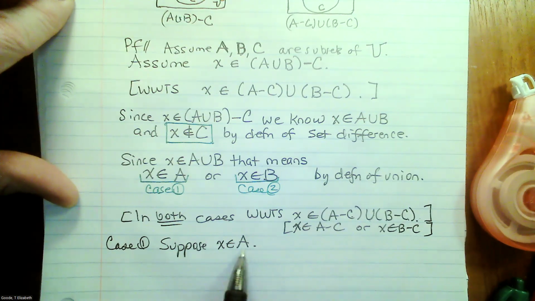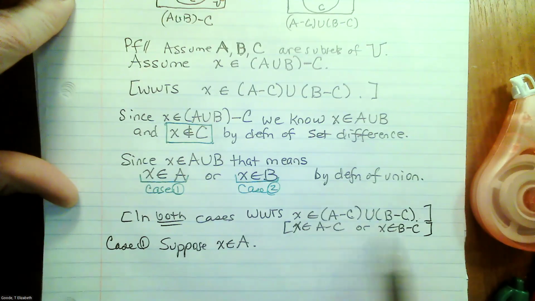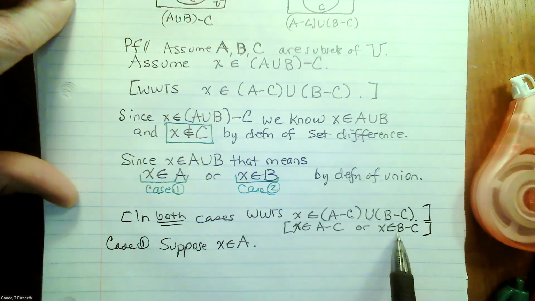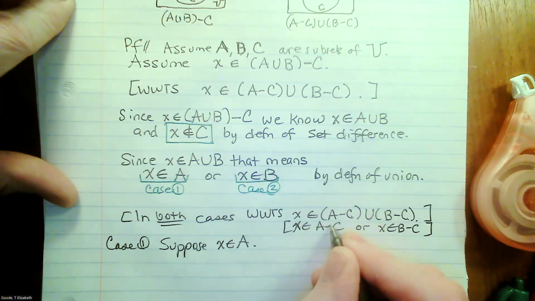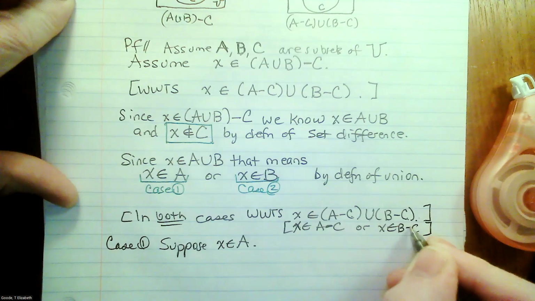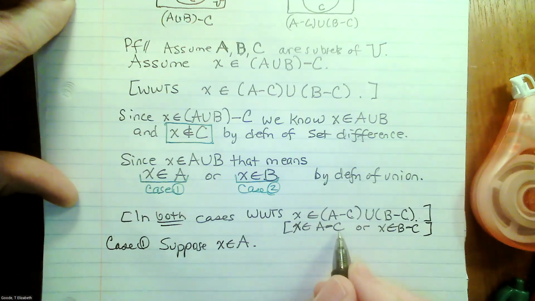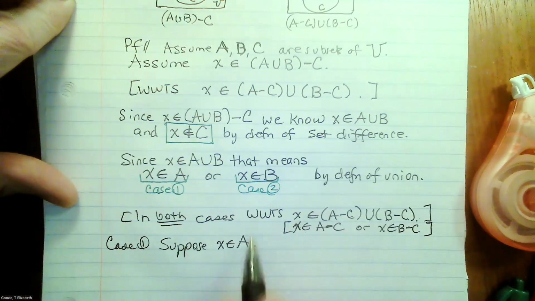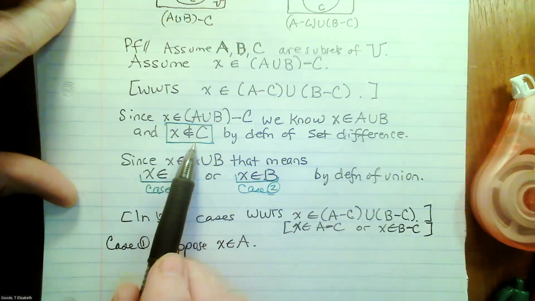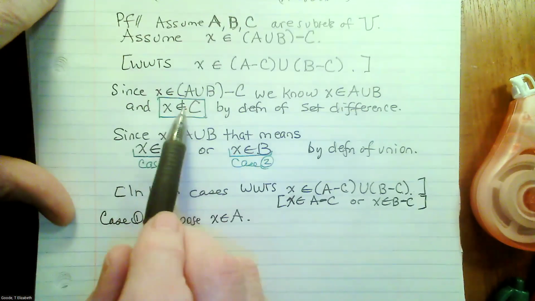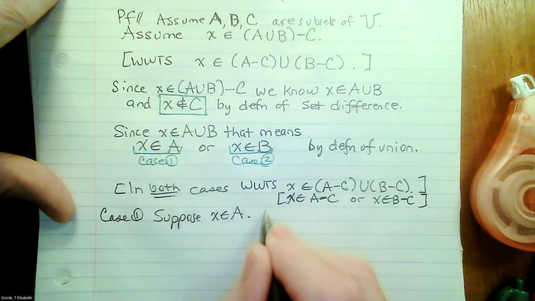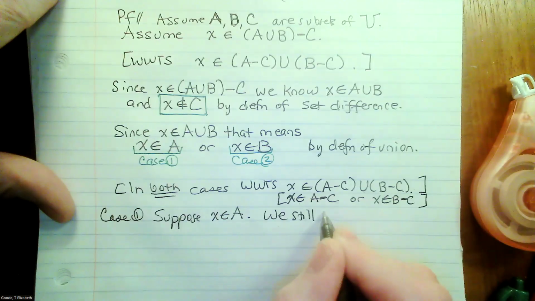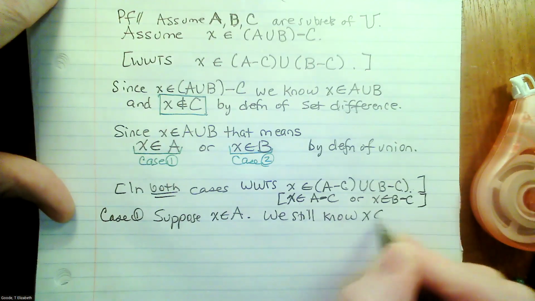So in case one, we've got that X is in A. Which of these two do you think we're going to get out of this game in case one? The one on the left, I reckon. Yeah, that X is in A minus C. Well, we're going to have to argue why it's in A minus C. We've got that it's in A, but don't forget, and that's why I like to put squares around what we've got in our hand, we know X is not in C in both cases. So we still know X is not in C.